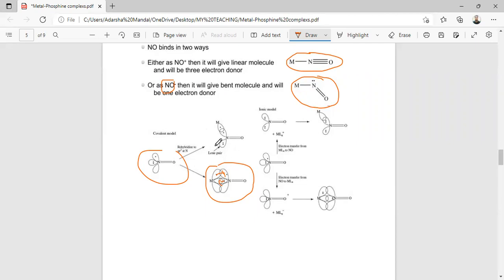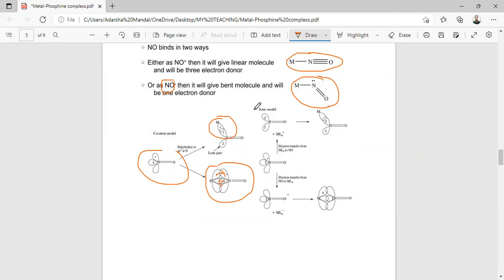But when it binds to the metal center in the bent fashion, the nitrogen orbital rehybridizes to sp2 and points to the metal center, and there is a bond between this metal and the nitrogen orbital.